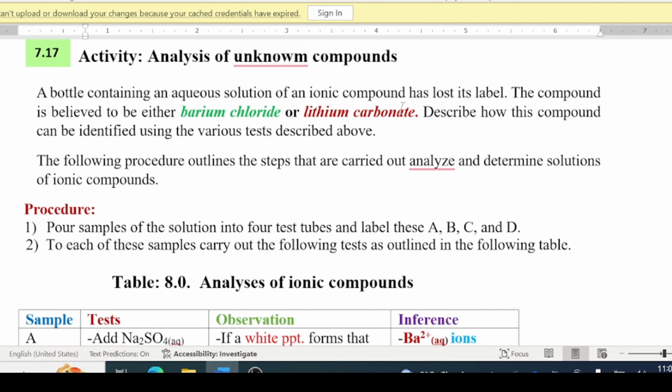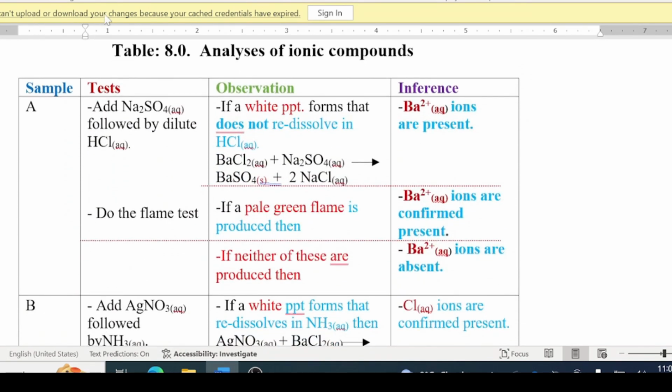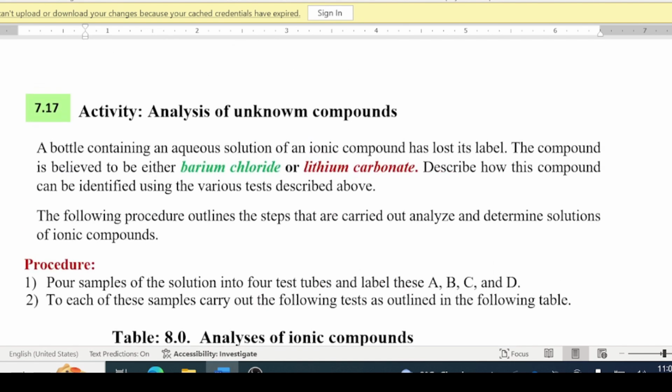How would you carry out some tests to show that this compound is barium chloride, or if it is lithium carbonate? Just analyze it the way you make samples of that. Get a sample, you add the sodium sulfate here. You want to know if it is barium chloride. Let's say you're dealing with one, if barium ions are present.